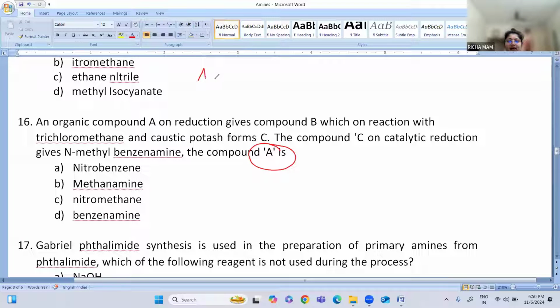I'll write the set of reactions they've asked. A compound A is there. We are doing reduction on that, you will get compound B. This compound B reacts with trichloromethane. When you react it with trichloromethane, what is trichloromethane?